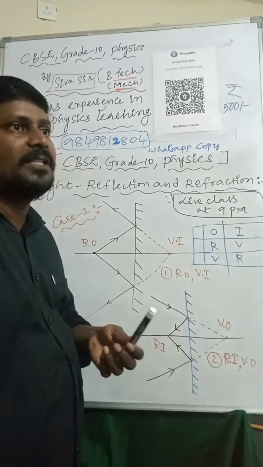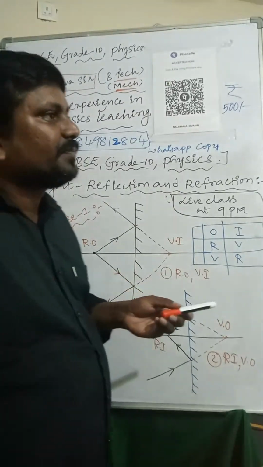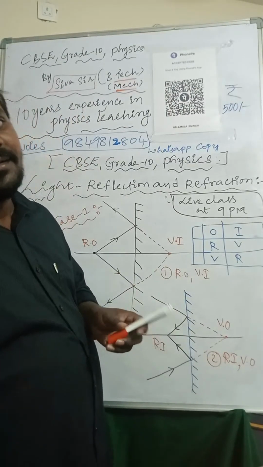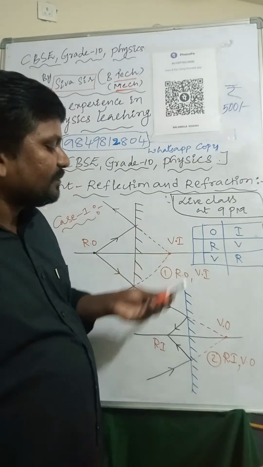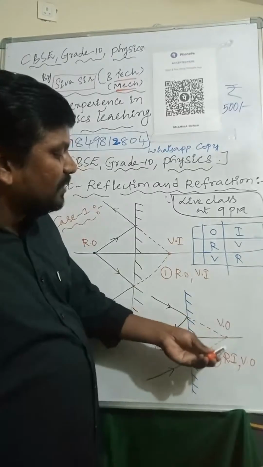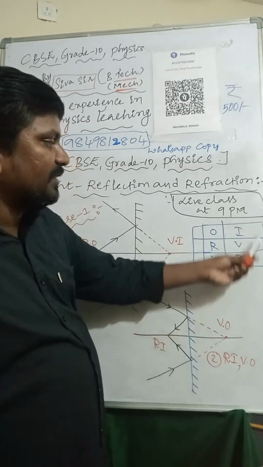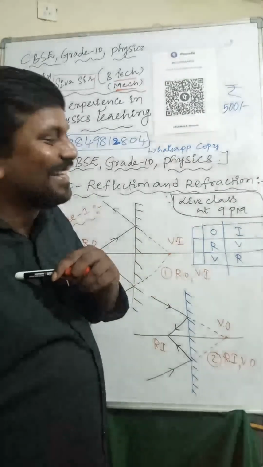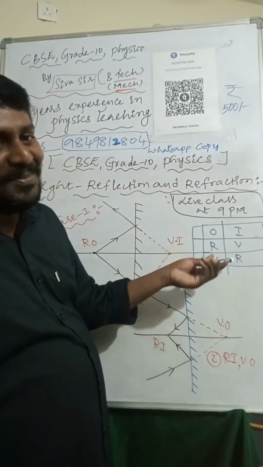Now in the exam also they will ask. In the plane mirror, object is real, image is virtual. Object is virtual, image is real. So you have to remember these points. These points are very important, scientifically designed, vice versa. Nothing else, simple points only.